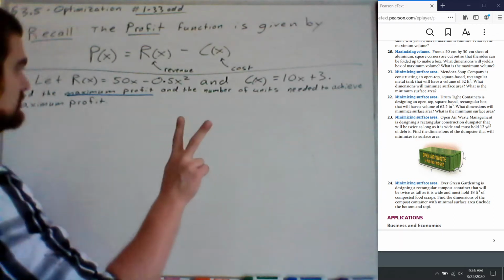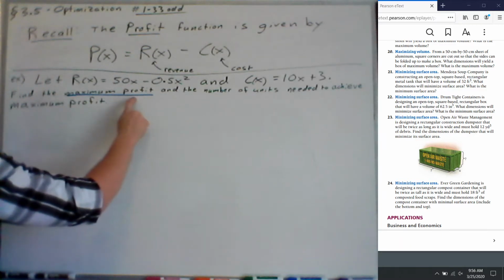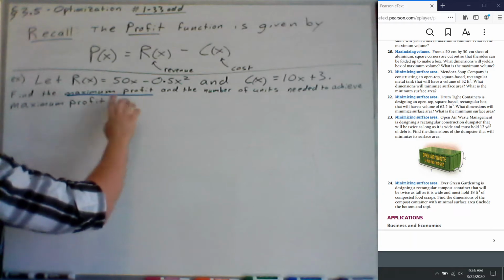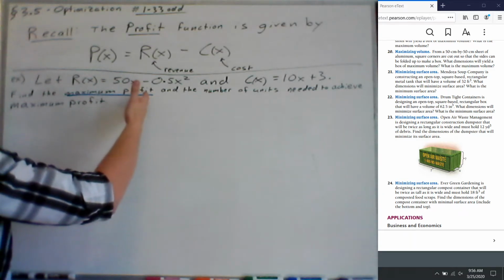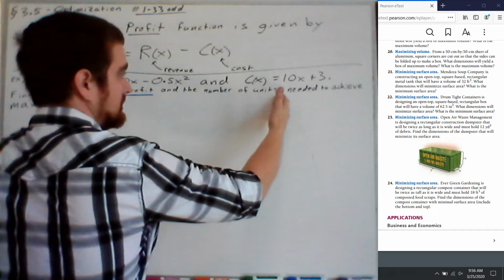Now it asks us for two things. First, find the maximum profit. So we're going to have to see what that is, what the output is for our profit, the maximum value, and the number of units needed to achieve that.